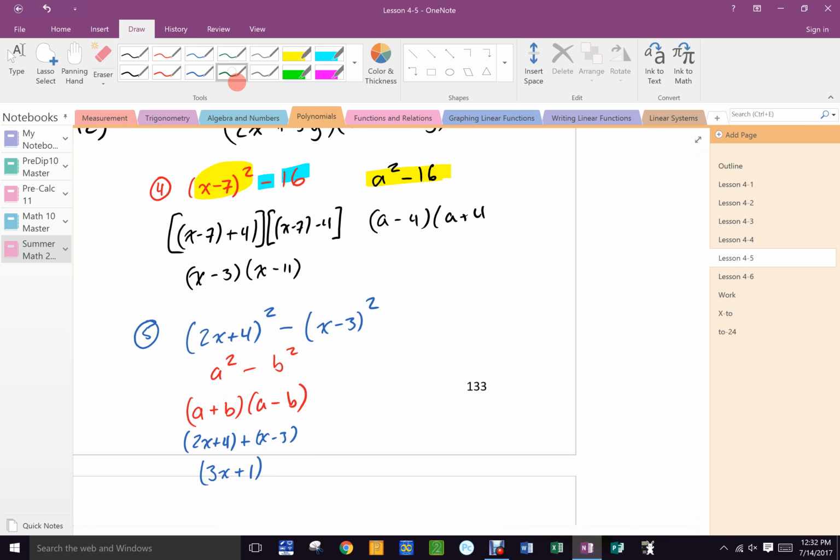Okay. Well, what's a minus b? What's a? 2x plus 4 minus, what's b? X minus 3. What's 2x minus x? 1x. What's 4 minus minus 3? 7. And now I'm done. That is about the second hardest thing I can do with factoring in the 10th grade.